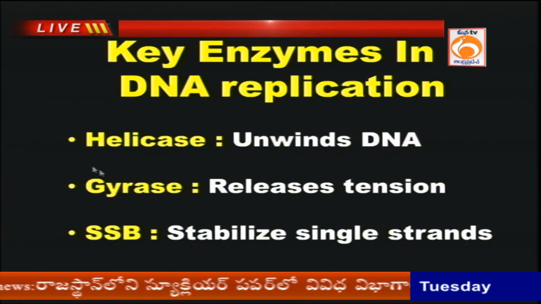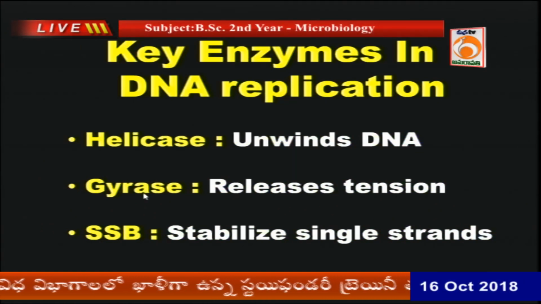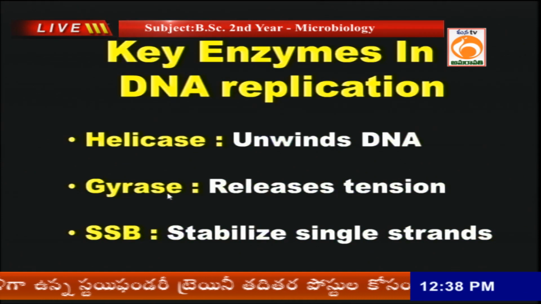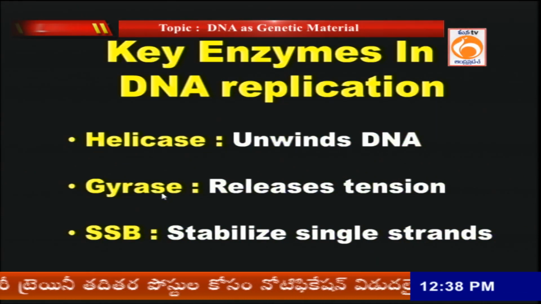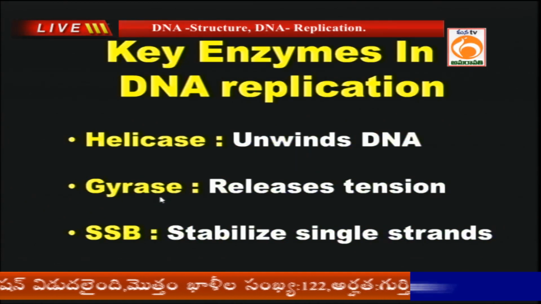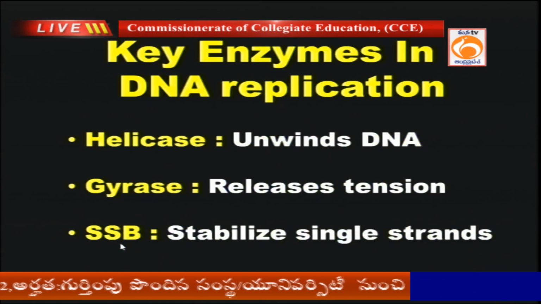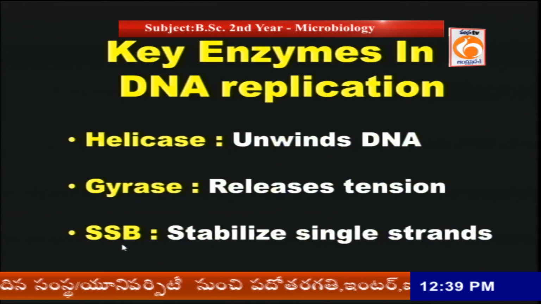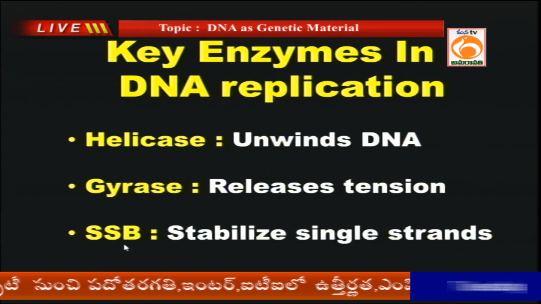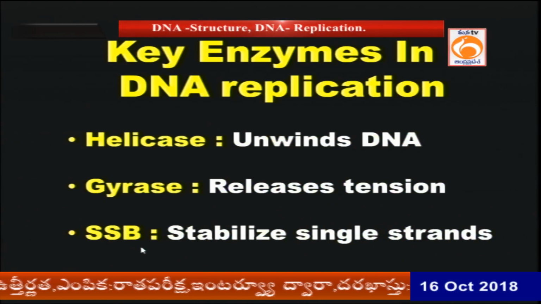And next one is gyrase enzyme. This enzyme prevents the DNA ahead of the replication fork and removes the tension that is created during unwinding process. And next one is single stranded stabilizing proteins. What these proteins will do is they bind to the single strands thus produced and stabilize them, that means hold them in place.